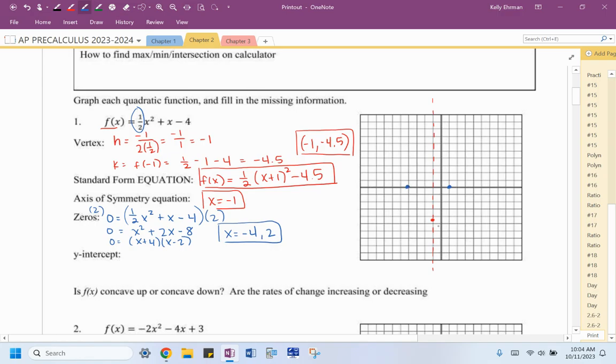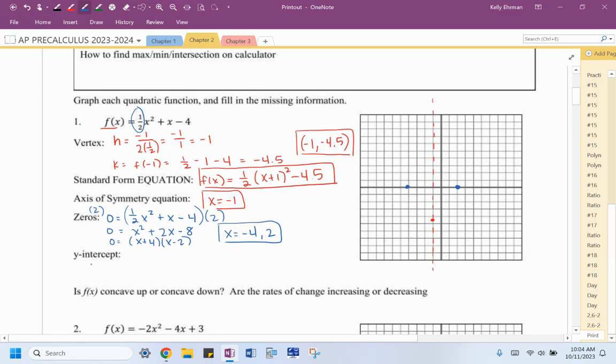Oh, wait, what did I just do here? Negative 4 and positive 2. Oops, I didn't go far enough. Okay, I could tell something was wrong because this is not symmetric. So I accidentally, when I plotted 2, I didn't go from 0, 0. So here we go. This is symmetric. Those are both the same distance away from that axis of symmetry. So that's a good reason to draw that in.